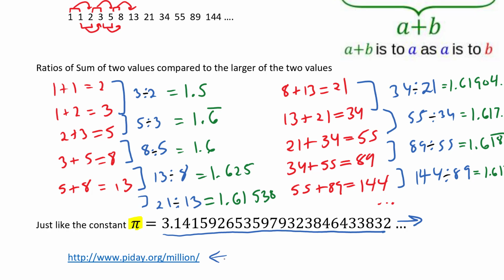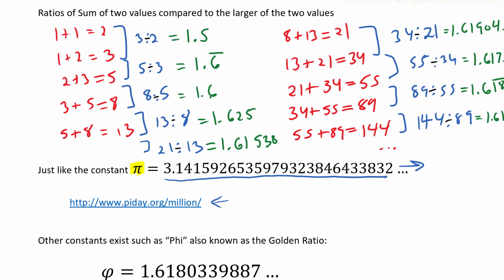There is another value that exists, another constant like that. It's called phi, sometimes known as the golden ratio. Here's that value here. Just like pi, it continues on as an irrational number. If we kept getting bigger and bigger in terms of our comparisons between two numbers, we would eventually get closer and closer to this number here. This is sometimes known as the golden ratio.